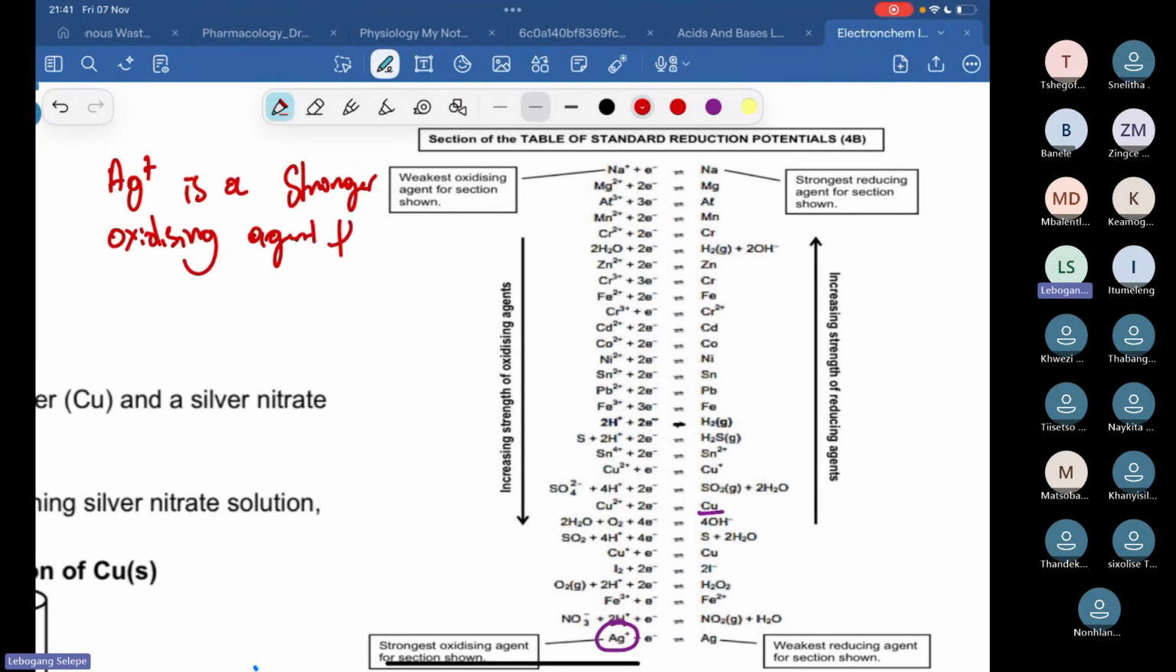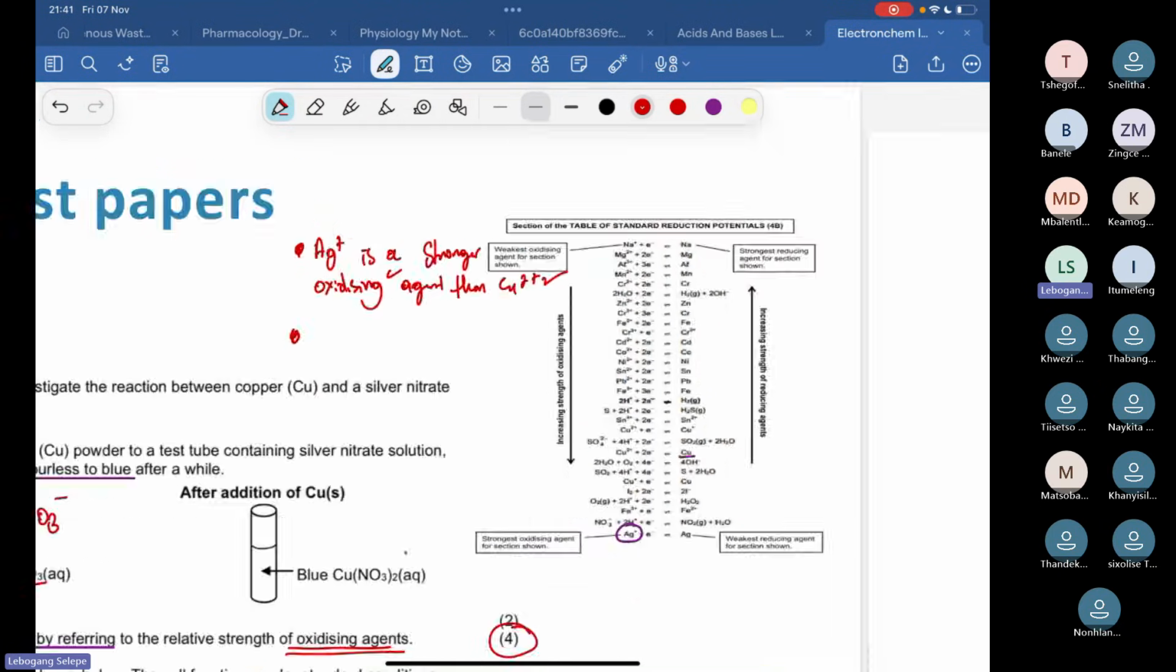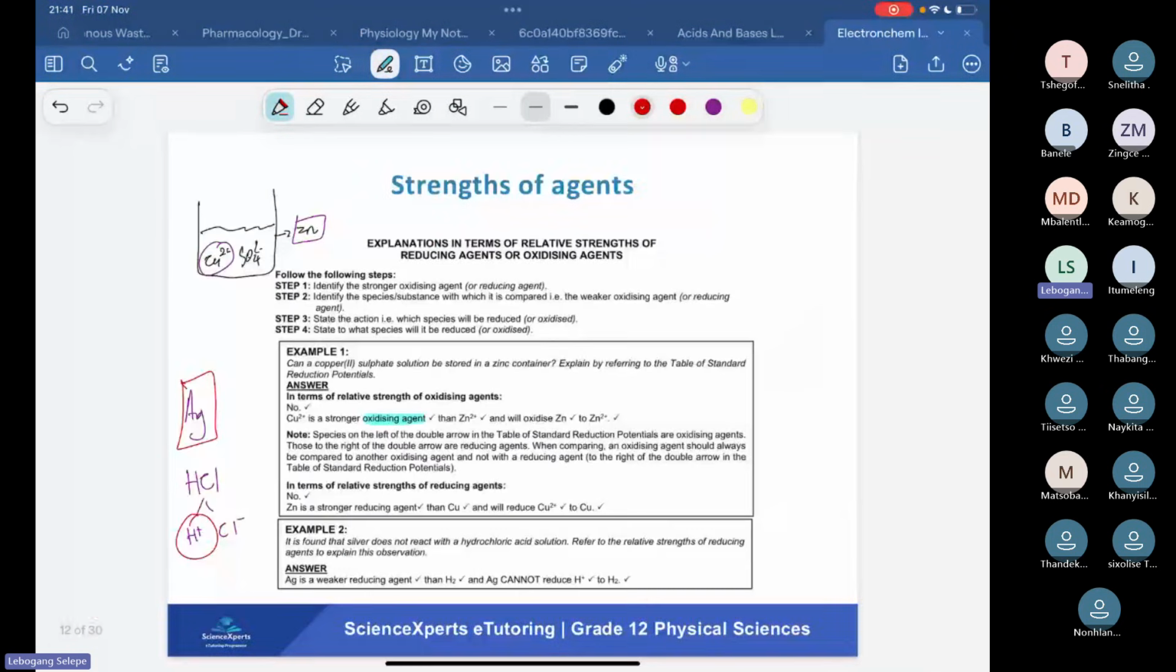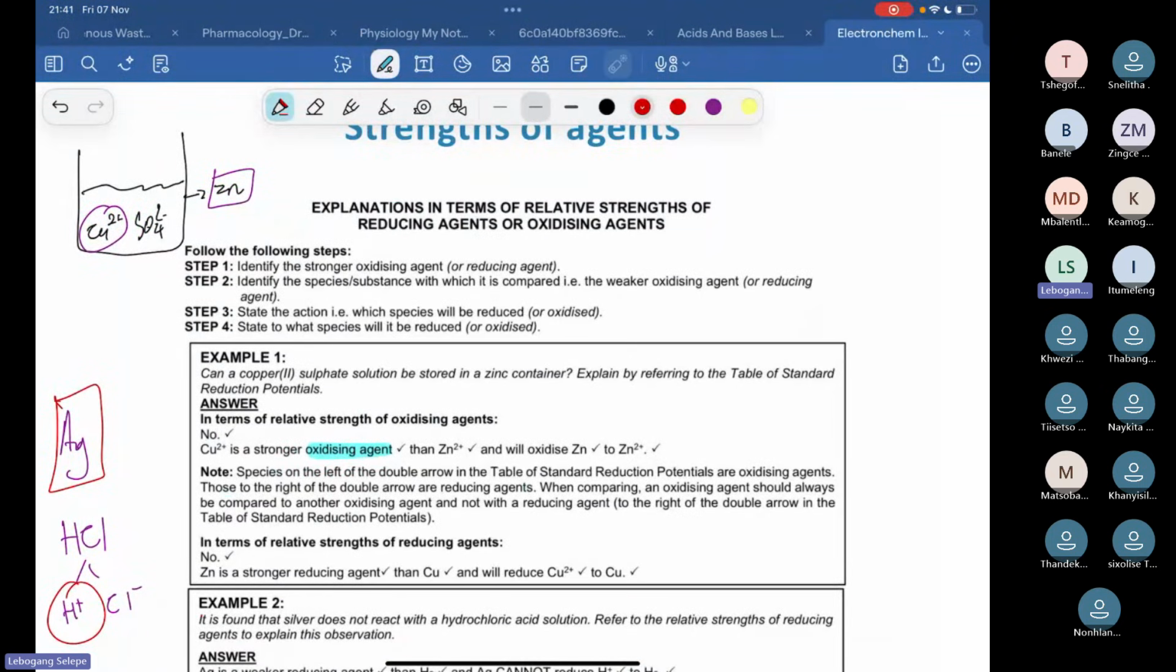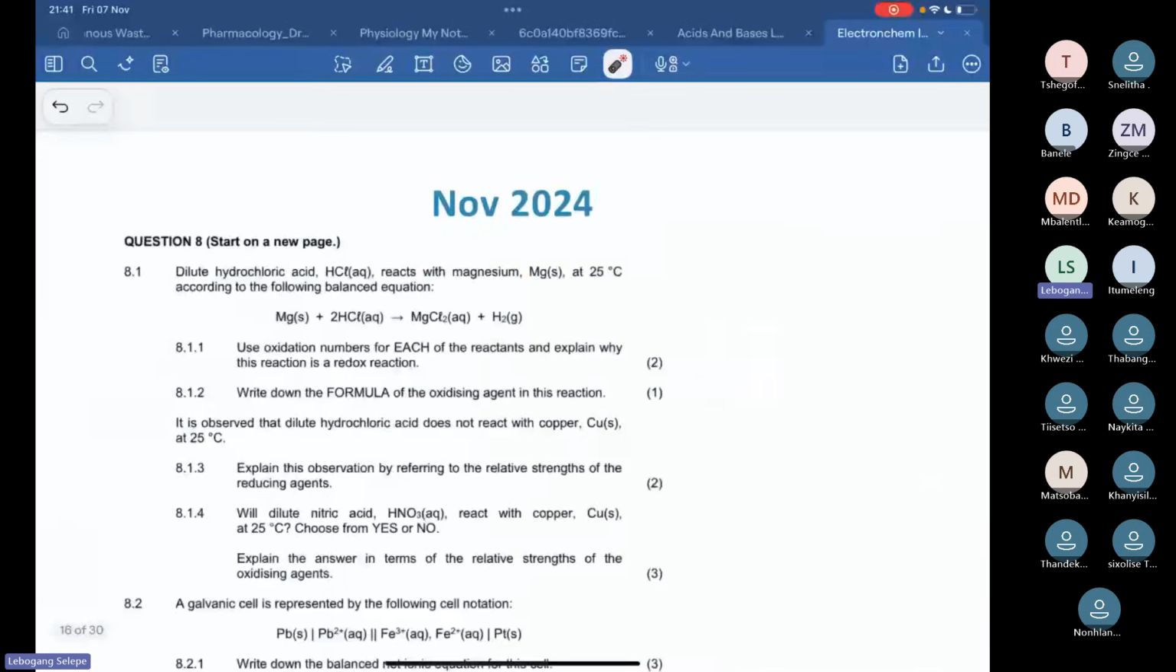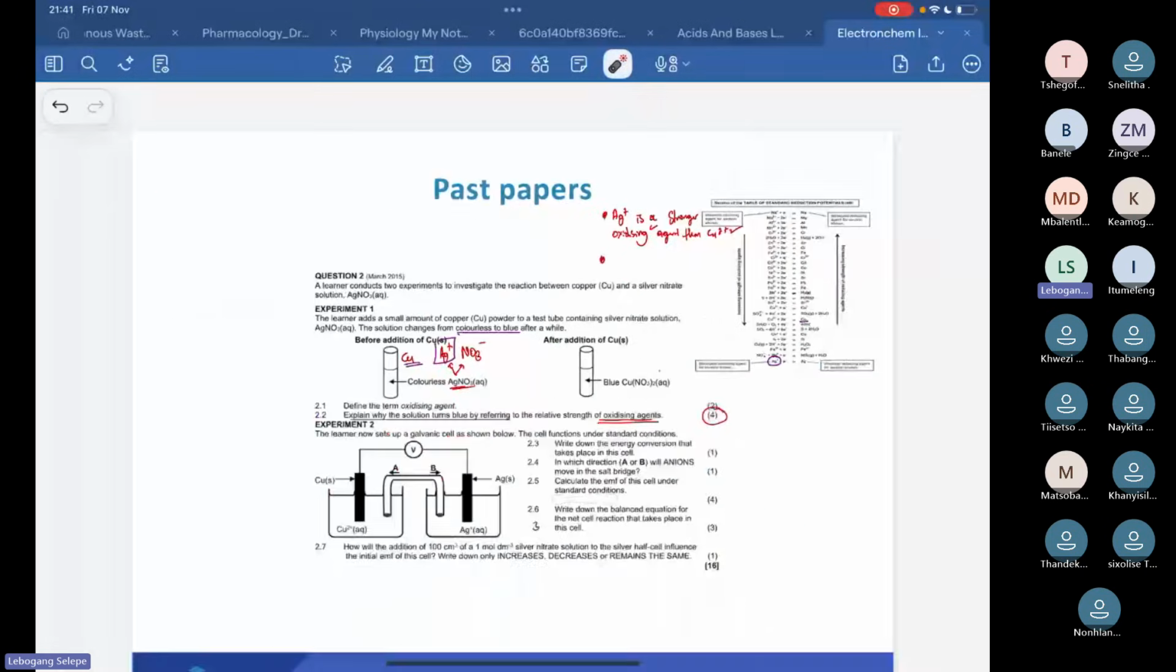How many marks do you think you would get for just this? 2 marks, right? For just that statement: Ag+ is a stronger oxidizing agent than Cu2+. You saw how they mark it, right? Cu2+ is a weaker oxidizing agent than Ag+. That's 2 marks on its own. Then let's move on.